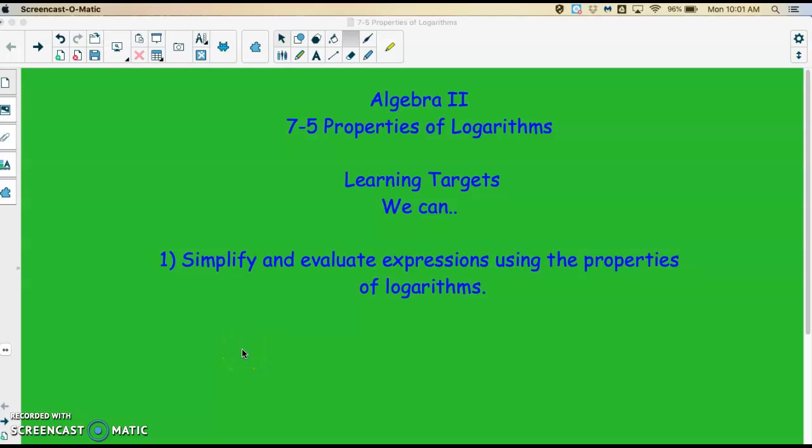Hey Algebra 2 students, we're going to talk about the properties of logarithms. And so the learning target here in this video is we can simplify and evaluate expressions using the properties of logarithms. So there are three properties that you're going to need to take notes on.